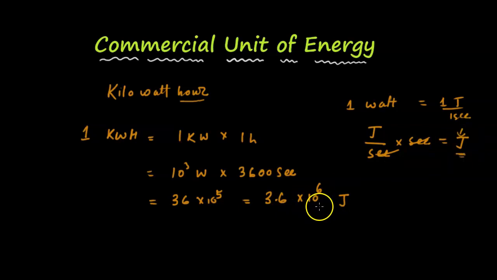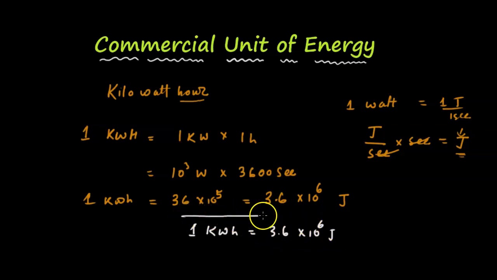From here, we can write 1 kilowatt hour is 3.6 × 10 to the power 6 joule. So let's write this: 1 kWh is equal to 3.6 × 10 to the power 6 joule. That is the relation, and you might have understood that kilowatt hour is not a unit of power, but it is a unit of energy, which is equal to 3.6 × 10 to the power 6 joule.